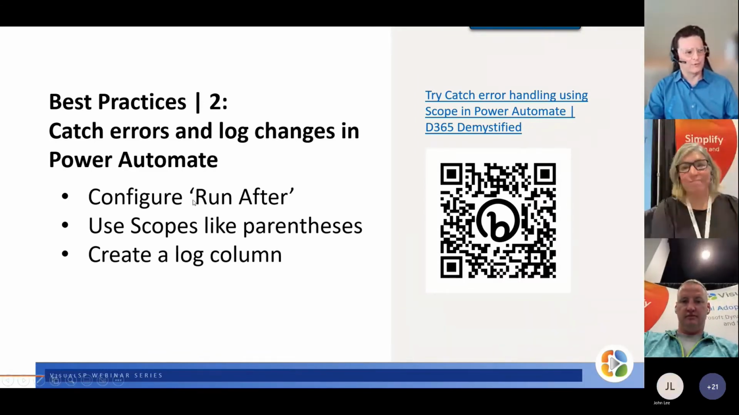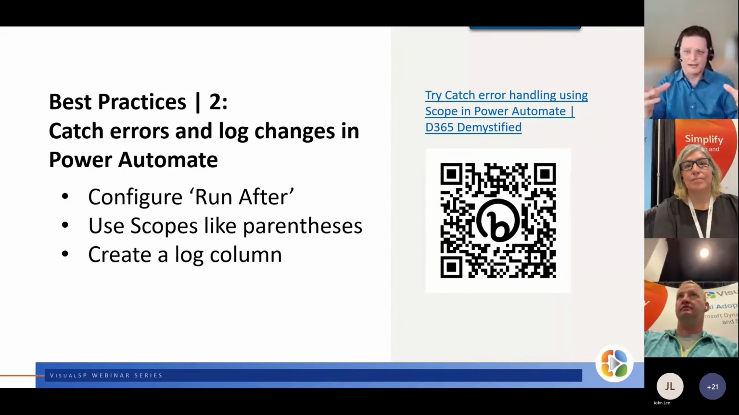This idea of run after is nice too. If you are having problems, you can add an extra step after part of your flow, right? And tell it to only run if the previous step failed. You can group your steps together in a scope so that you can try to identify what's happening, jump in the middle of it.